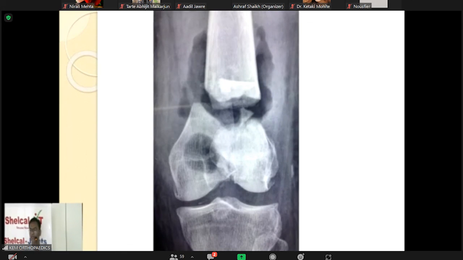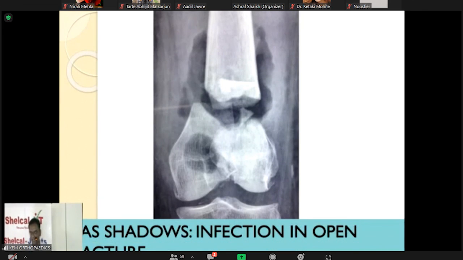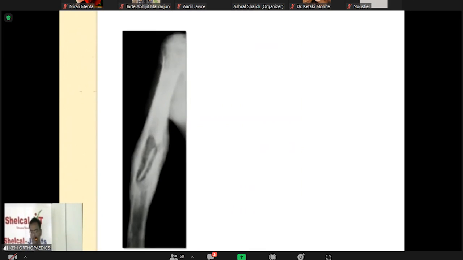Be a little louder, Animesh. What you are saying is correct. So what does that indicate? Gas gangrene or an open fracture. Open fracture, correct. So that's an infection and an open fracture. The gas shadows which you see in the X-rays. Okay, correct.